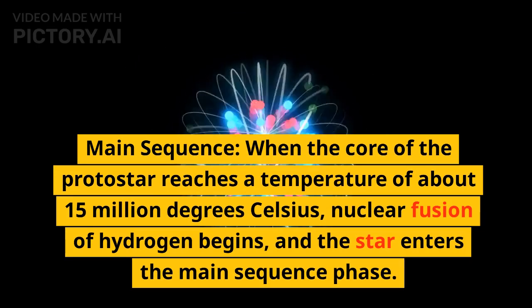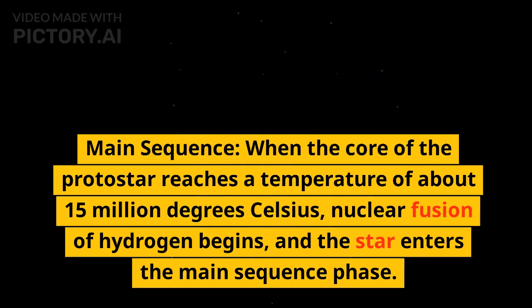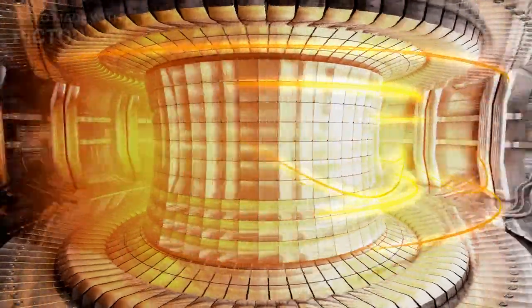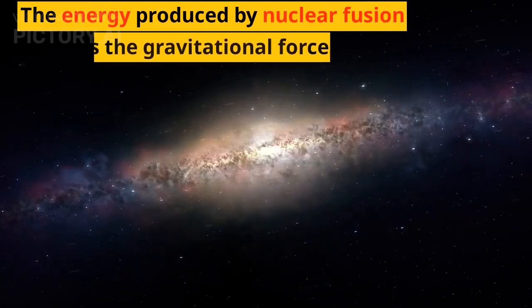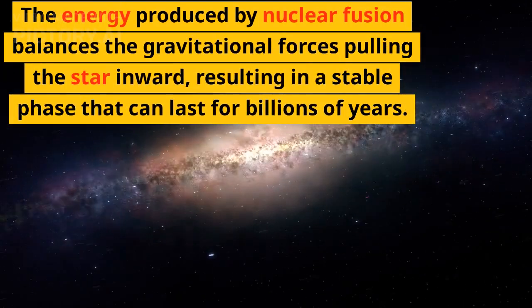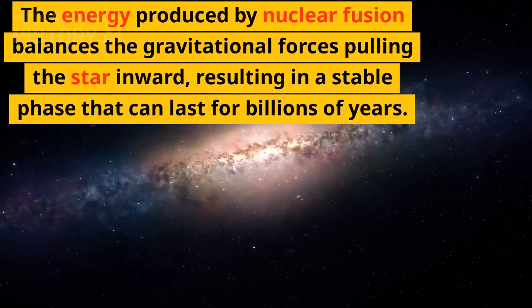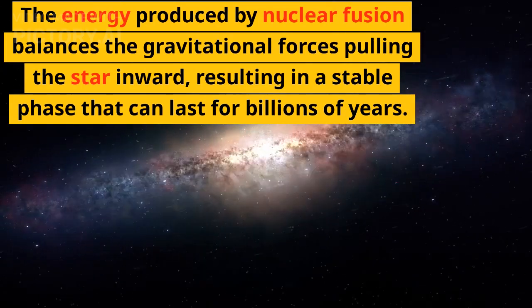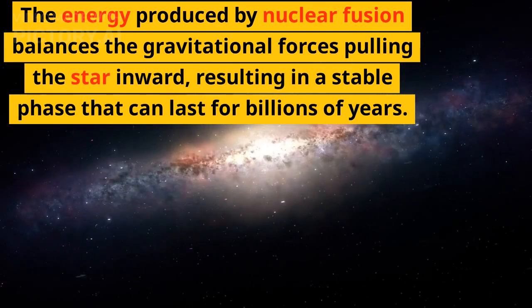fusion of hydrogen begins, and the star enters the main sequence phase. It is in this stage that the star spends most of its life. The energy produced by nuclear fusion balances the gravitational forces pulling the star inward, resulting in a stable phase that can last for billions of years.